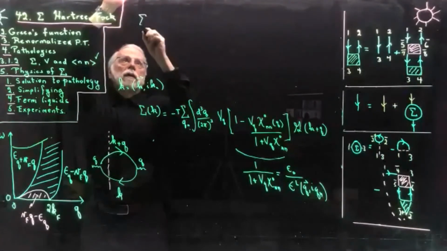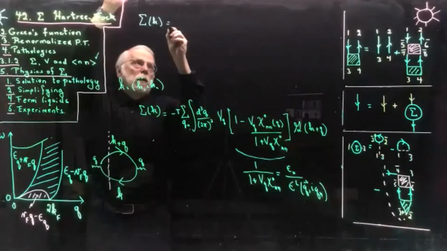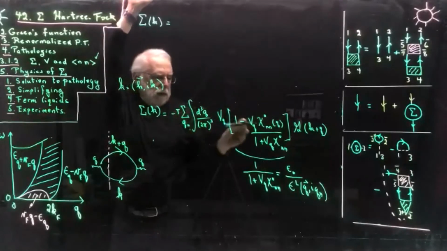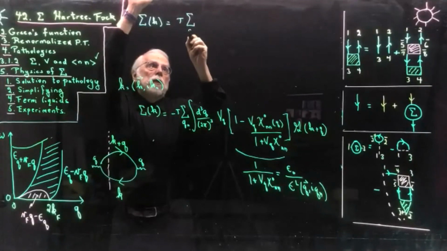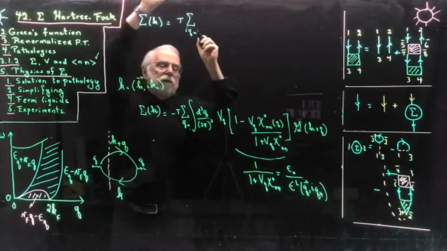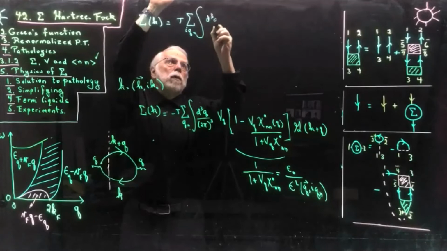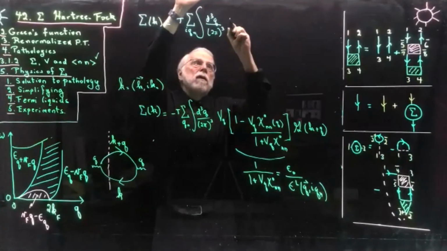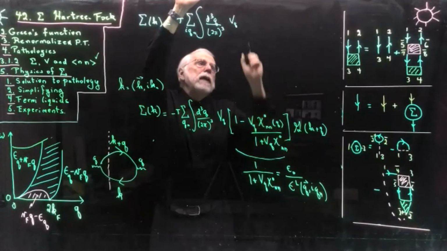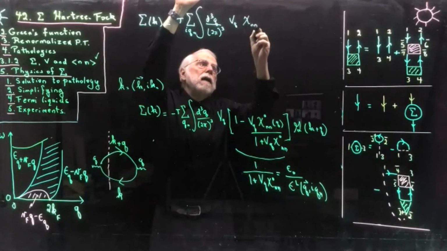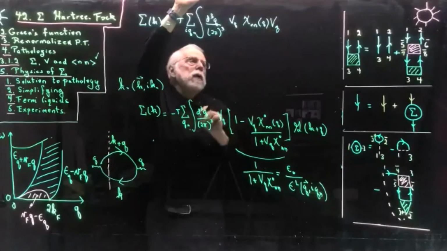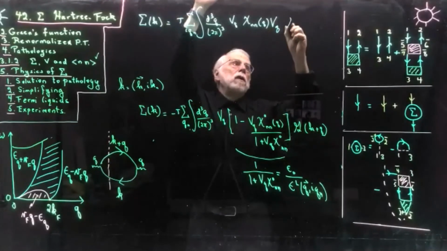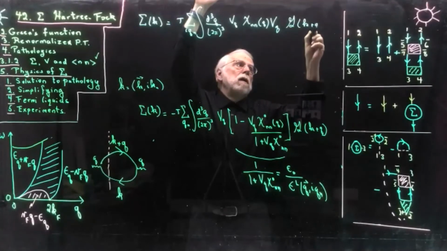So we will have that the sigma of k will be equal to, now the minus sign disappears, and we get T times the sum over iqn of the integral d cube q over 2 pi cube times v of q times the susceptibility chi n of q times v of q again, because I have v of q squared, so I write it this way. And now I have G of k plus q.